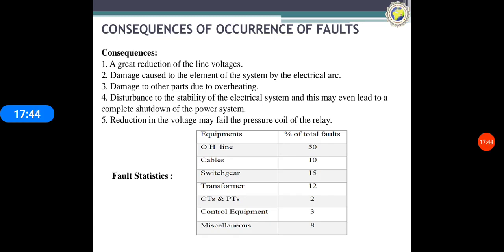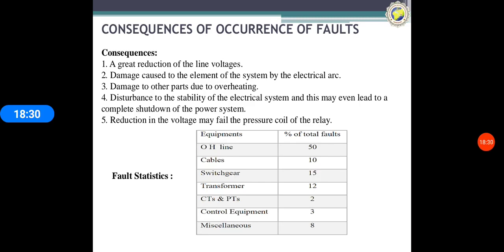Now the consequences are a great reduction of the line voltage, damage caused to elements of the system by electric arc, damage to other parts due to overheating, disturbance of the stability of the electrical system, and reduction in the voltage may fail the pressure coil of the relay. So now we can see the different types of causes, effects and consequences of the faults.